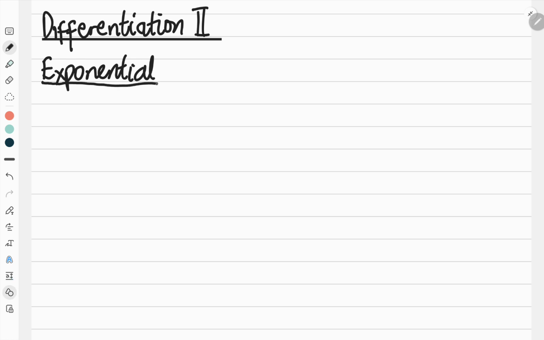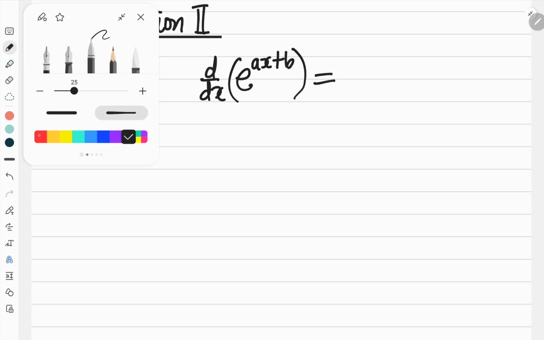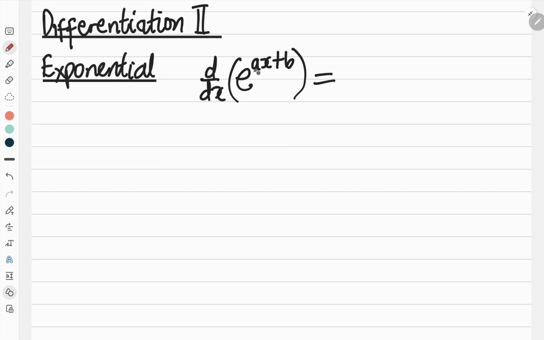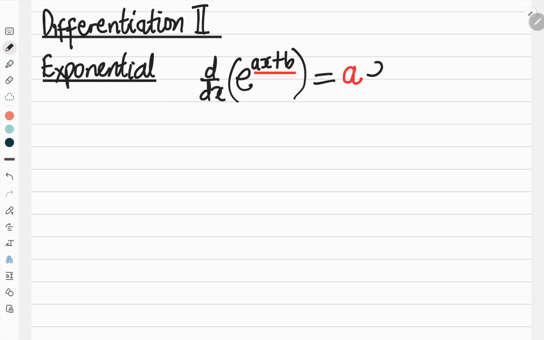All right. So for your exponential form of differentiation, this is what happens. The derivative of e to the power of ax plus b is equal to, so what do you do here? You differentiate the power when you want to differentiate e. If you differentiate the power, it's going to give us an a. And then you rewrite your e to the ax plus b as it is.